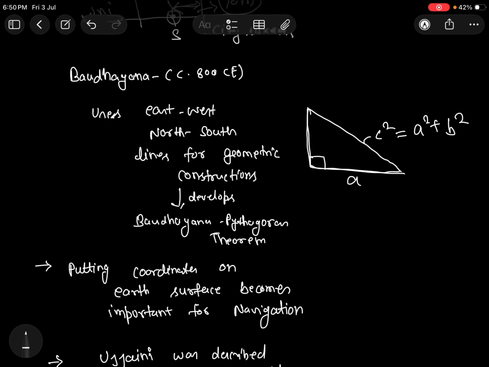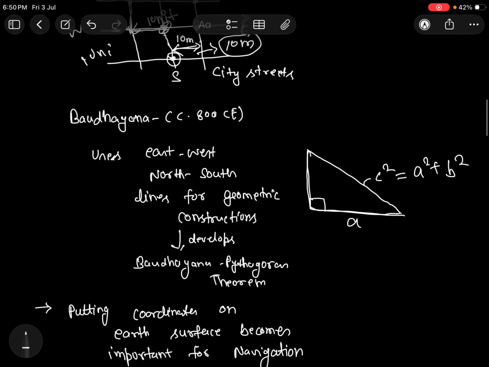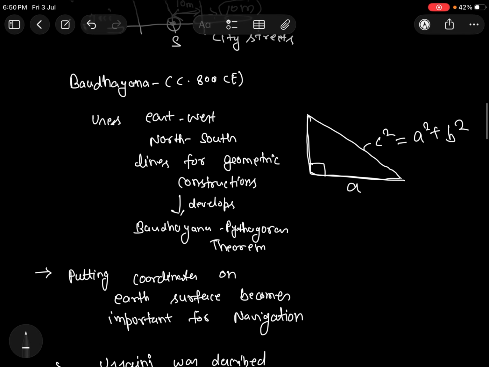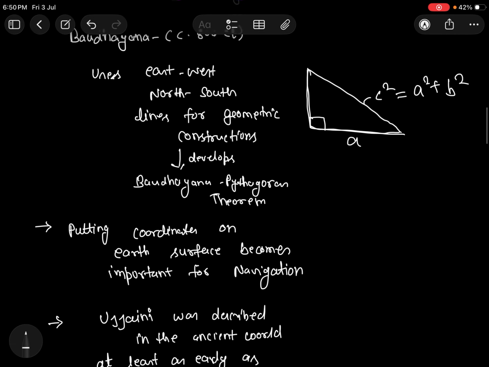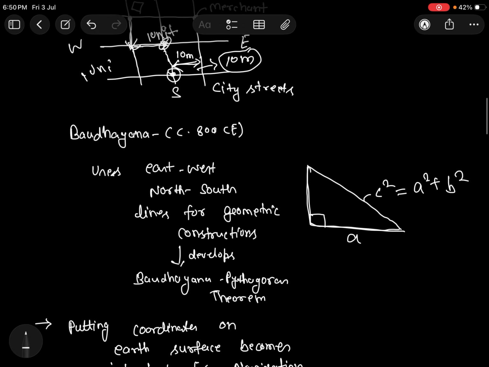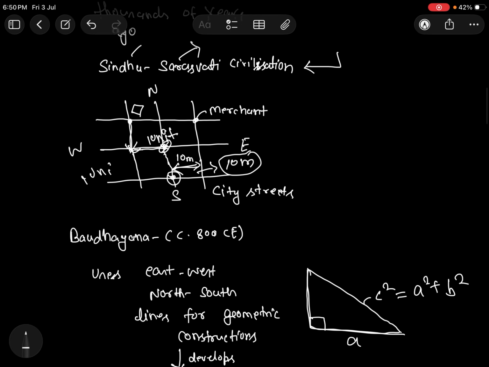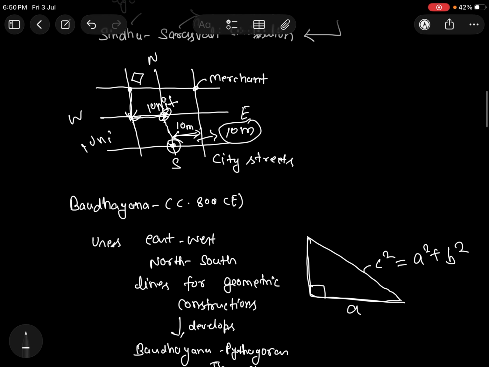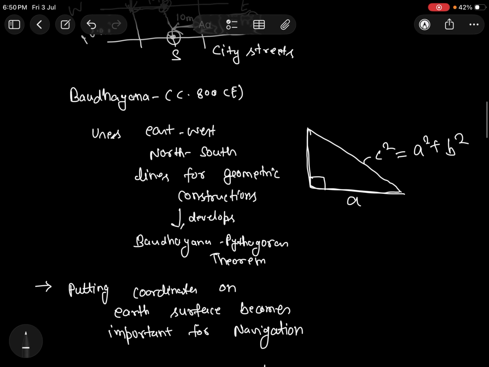So this is another major event which happened in history in reference to the making of any coordinate system. These are the two main events of grid-based thinking. The first one is the Sindhu Saraswati civilization, and the second one is the development of Bodha and Pythagoras theorem.